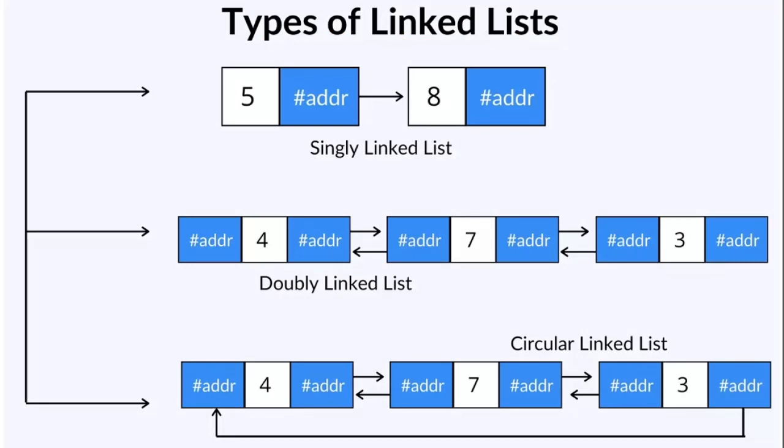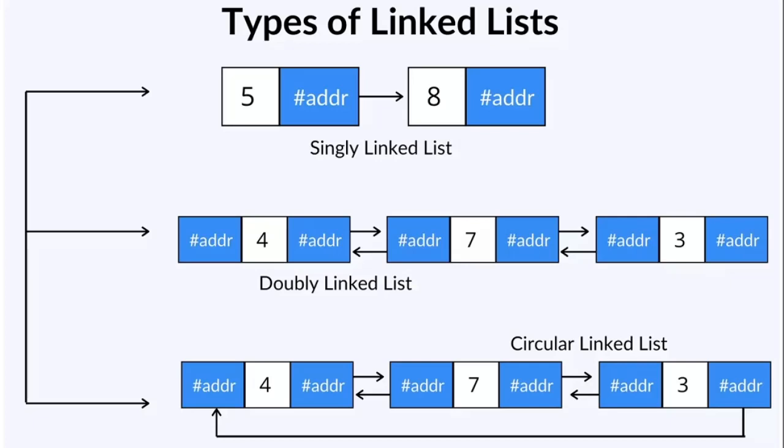Types of linked list. The first one is the singly linked list, with one data part and one next pointer. Whatever we have discussed so far is the singly linked list. The second one is the doubly linked list. In a doubly linked list, there is another pointer which points to the previous node, and one to the next node. We'll discuss the doubly linked list in upcoming classes.